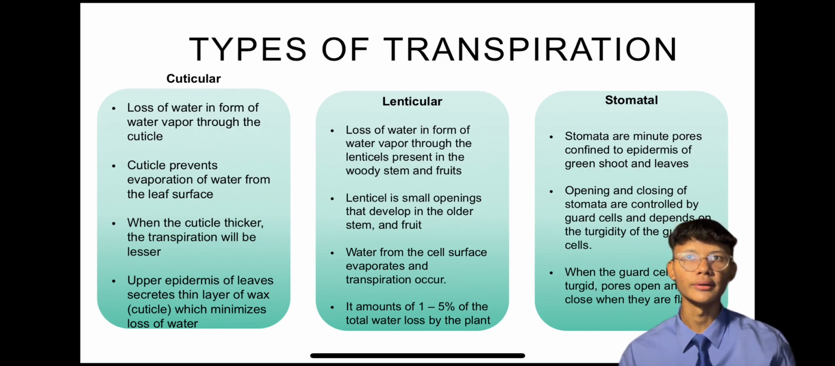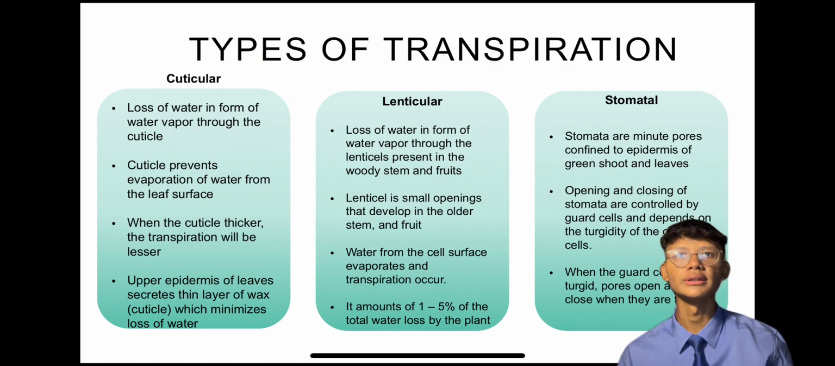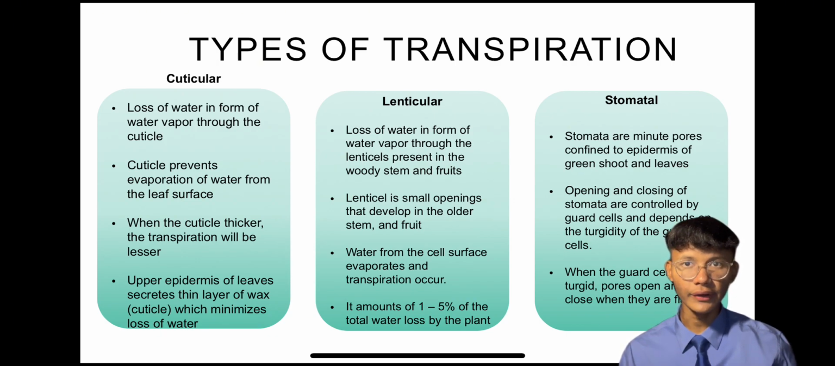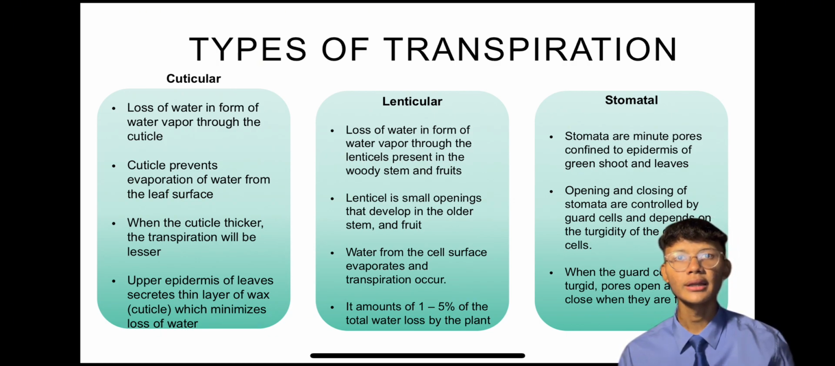Next is lenticular. Lenticular is loss of water in the form of water vapor through the lenticels, present in the woody stem and fruits. Lenticels are small openings that develop in the older stem and fruits. Water from the cell surface evaporates and transpiration occurs. It amounts to 1 to 5% of the water lost by the plant.